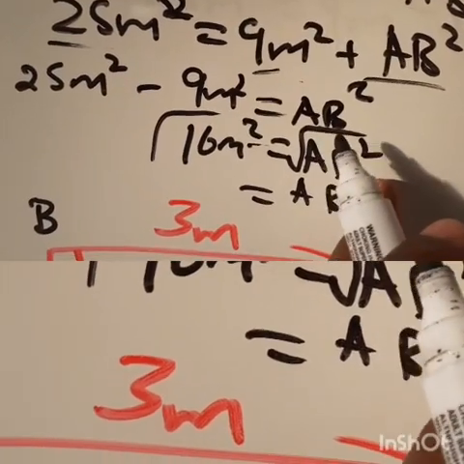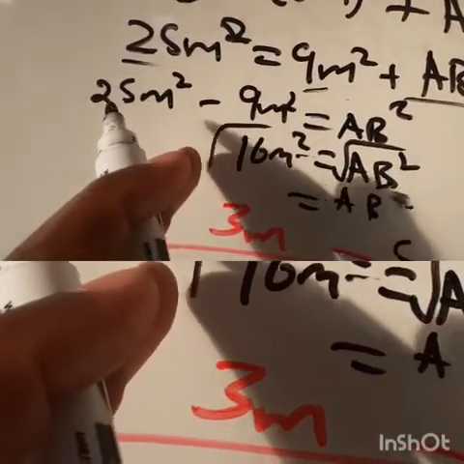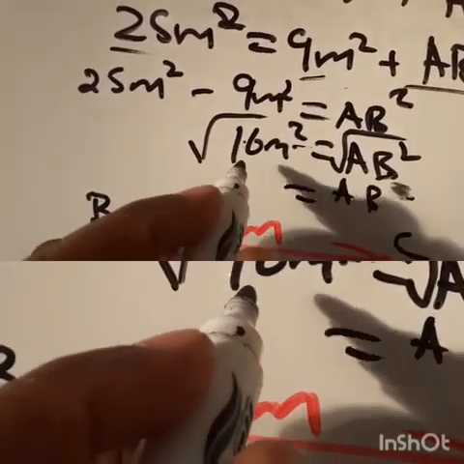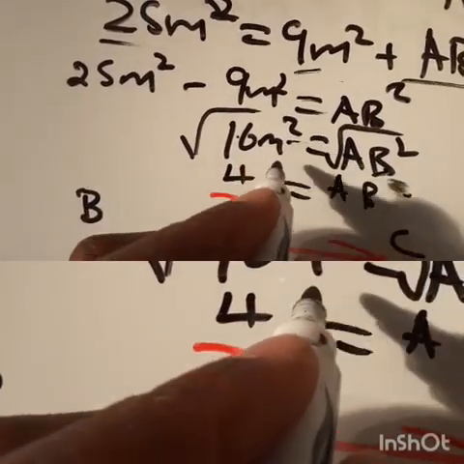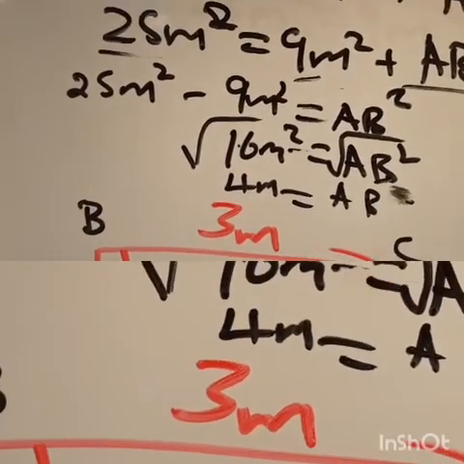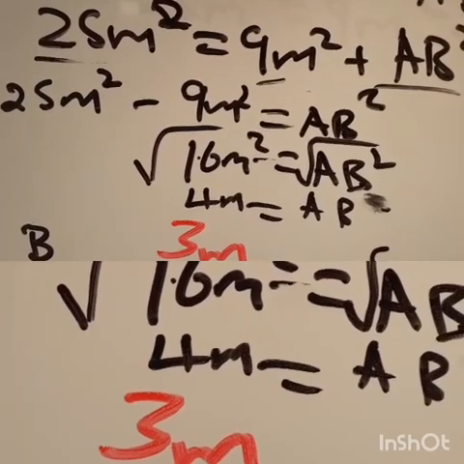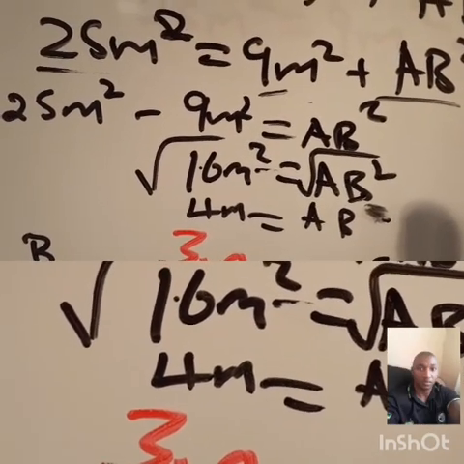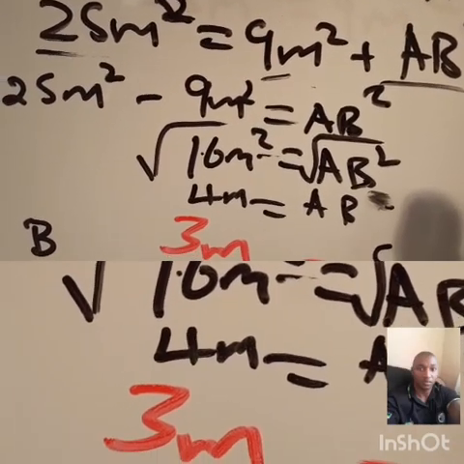The squared is gone. It is equal to, now the square root of 16 would be 4. The square root of m squared would be m. Therefore, my final answer would be AB equals 4m.